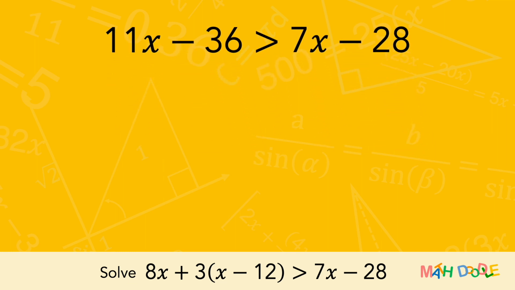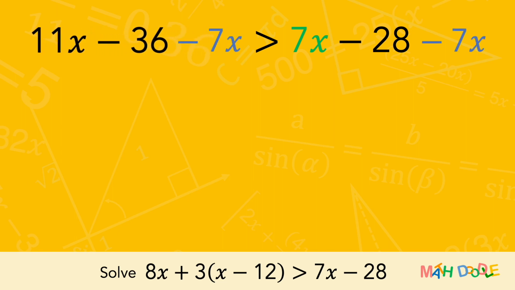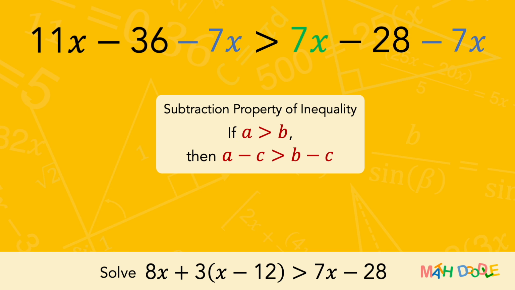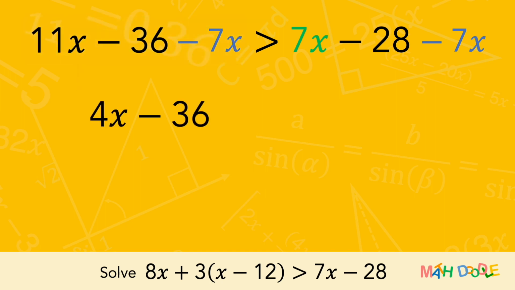Now, we are going to rewrite the inequality so that the left side is only x. To do this, let's first eliminate 7x on the right side. So, we are going to subtract 7x from both sides of the inequality. Here, it is important to treat both sides equally. So, when we subtract a number from one side of the inequality, we must subtract the same number from the other side. After subtracting 7x, the left side of the inequality is simplified to 4x minus 36. Then, the right side of the inequality is simplified to minus 28.